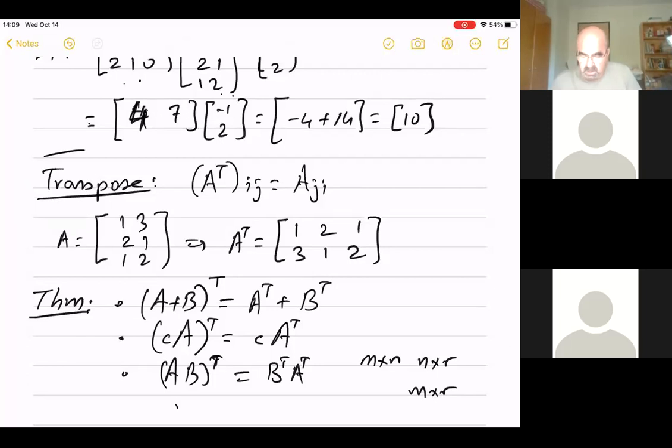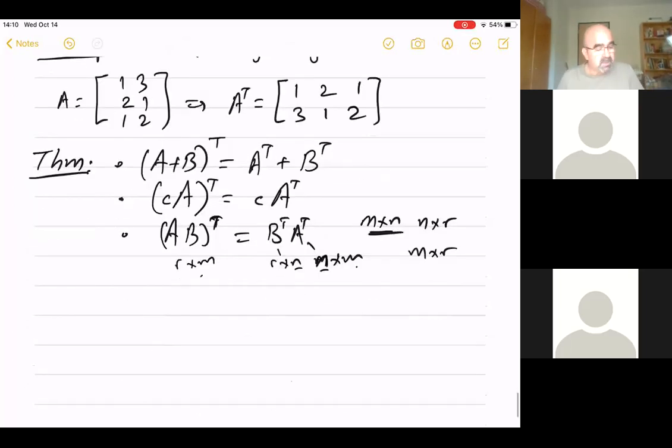So this is an R cross M matrix, and B transpose is an R cross N matrix, and A transpose is an N cross M matrix. We just interchange these numbers so that their multiplication is an R cross M matrix. At least the sizes are the same. Sizes are the same, but in fact, they are the same matrices.